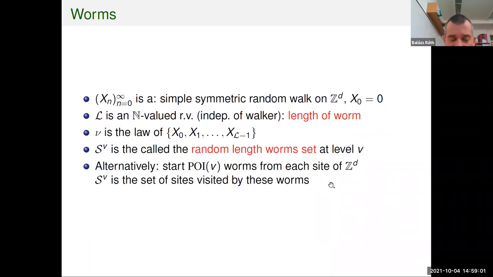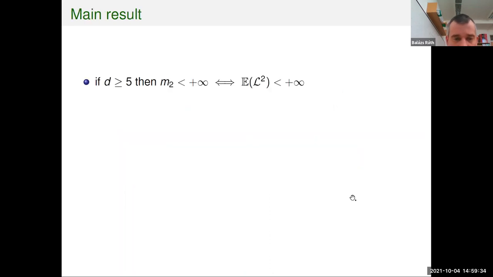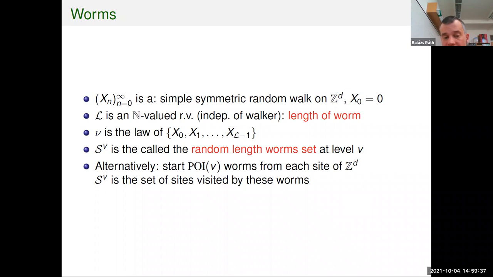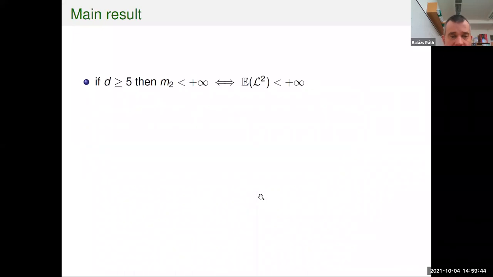And you can alternatively imagine the random length worms model as follows. For each vertex of Z^d, you consider Poisson V number of worms starting from that site, and those worms are IID with this distribution. So you run each of the worms for a random length, and all of the worms are independent for each worm that you start from each vertex of Z^d. And then S^V is the set of sites visited by these worms. So the question is: is this set connected or not? So do we have percolation or not?